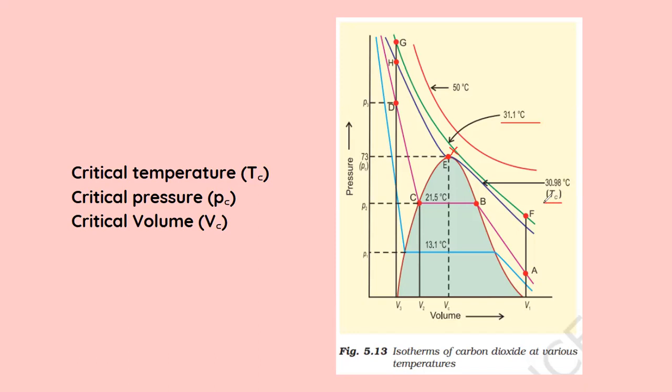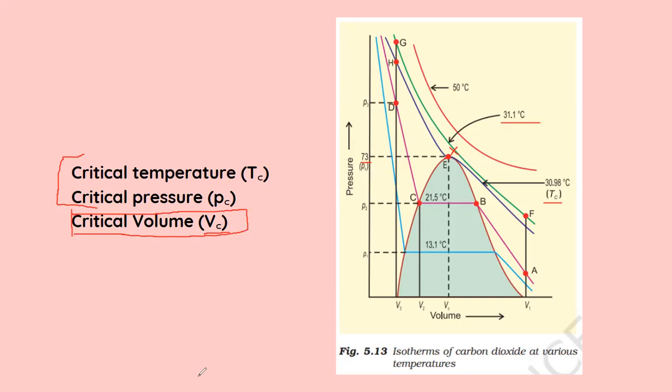For carbon dioxide, the critical temperature is 30.98 degrees Celsius. Next is the critical pressure, the minimum pressure which is required to liquefy the gas. And in this case, it is 73 atmosphere pressure. And the critical volume is the volume of 1 mole of the gas at critical temperature and pressure. So at critical conditions of temperature and pressure, the volume of 1 mole of the gas is given by the critical volume.